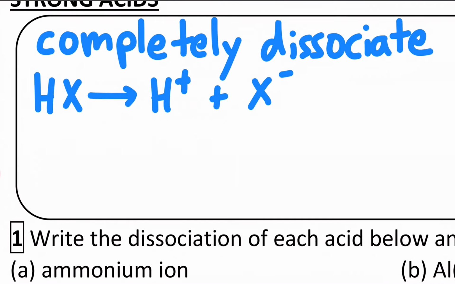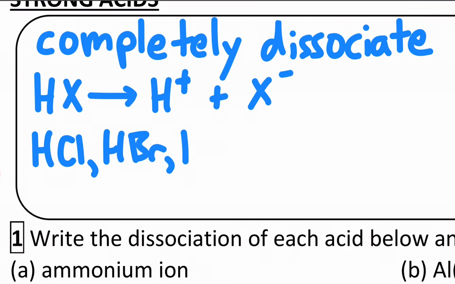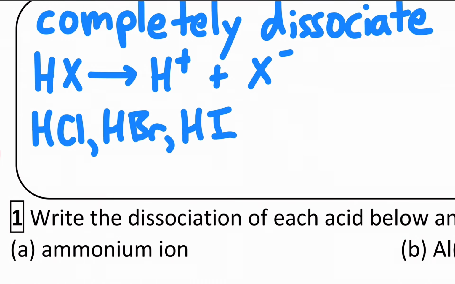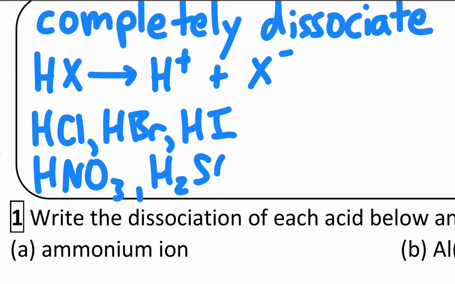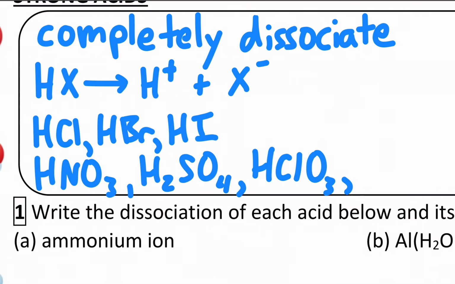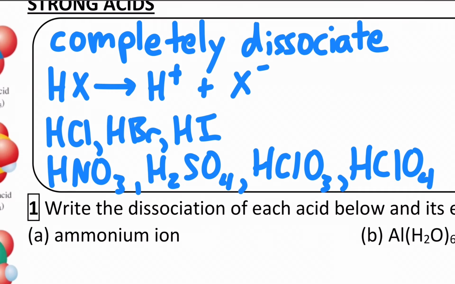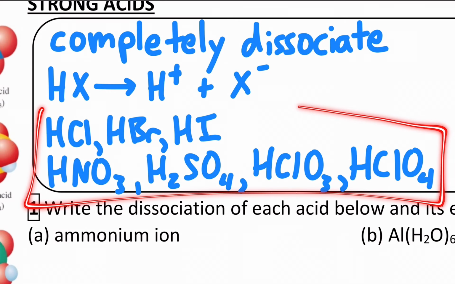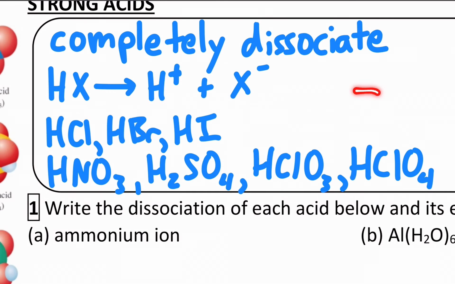The strong acids you should know are the halogen acids HCl, HBr, and HI. And then there are four other oxy acids: nitric, sulfuric, chloric, HClO3, and perchloric acid. There are other strong acids, but those are the 7 that you should know for the purposes of this class.